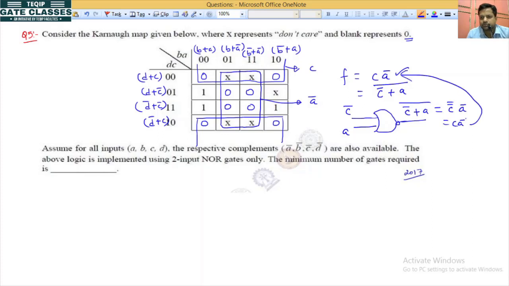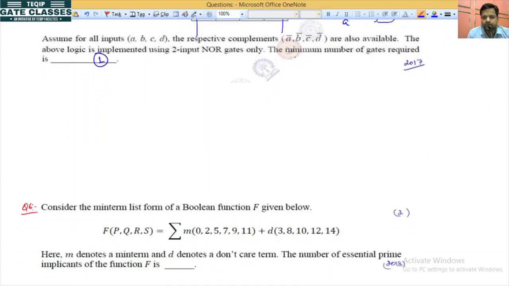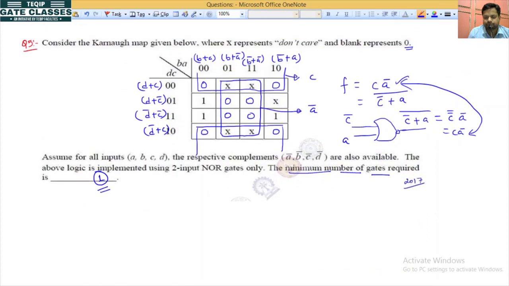This is our function. So in total how many NOR gates are required to implement this function? Only one, because the question asks for the minimum number of gates required. So the minimum gates required is 1. Why am I taking C bar directly? Because the normal form of the variable and its complement are also available, so no need to apply any NOT gate to get the complement, because the complemented variable is also given. Remember this.